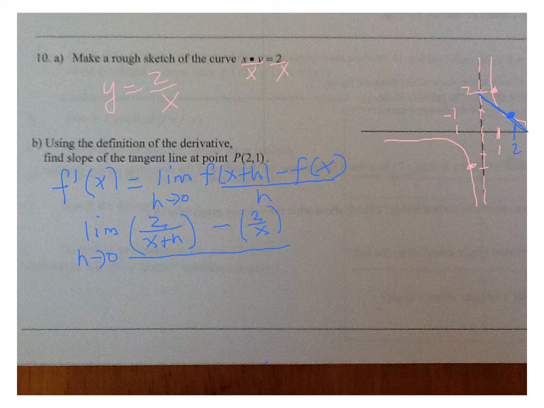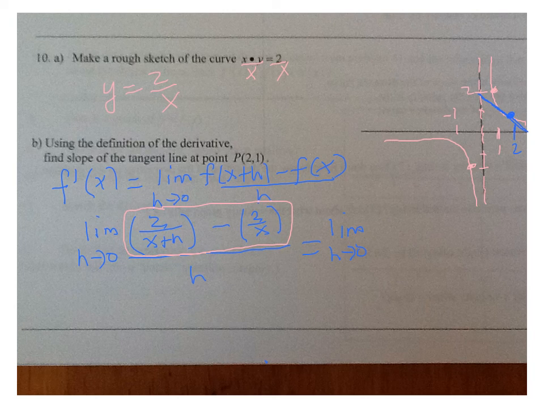all divided by h. Now there's some algebra in here that you should know how to do, but I know that students often find that difficult. So I want to think about the numerator first, and then we'll deal with the h on the bottom. So the limit as h goes to 0. I have two fractions in here that need to be subtracted.